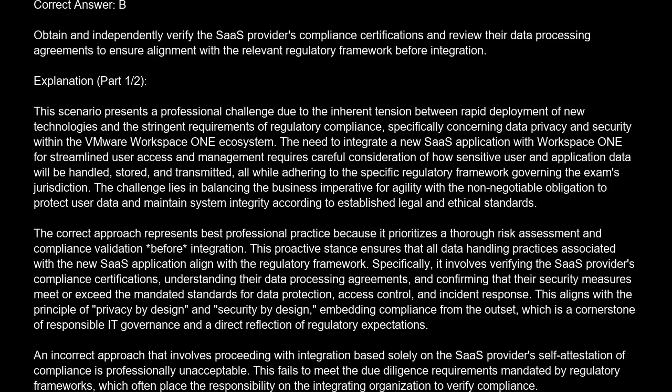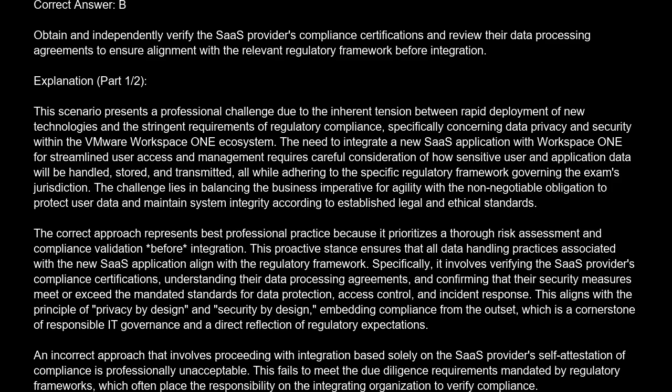The challenge lies in balancing the business imperative for agility with the non-negotiable obligation to protect user data and maintain system integrity according to established legal and ethical standards. The correct approach represents best professional practice because it prioritizes a thorough risk assessment and compliance validation before integration. This proactive stance ensures that all data handling practices associated with the new SaaS application align with the regulatory framework.